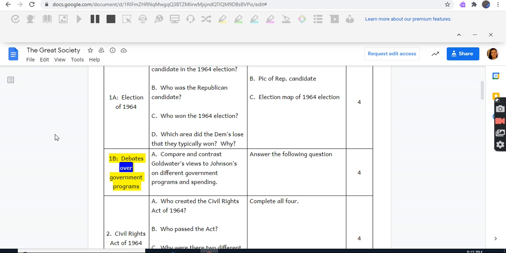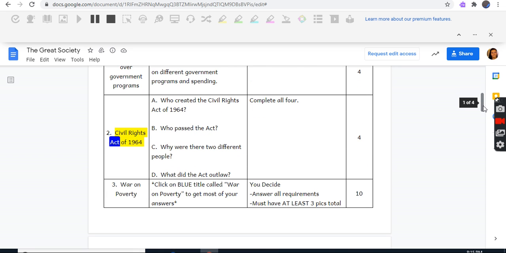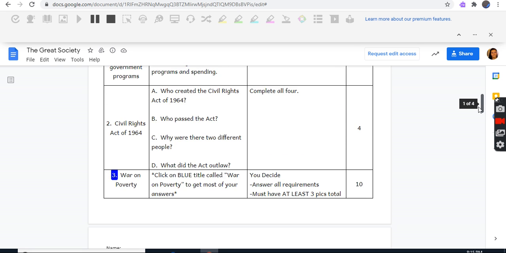1B. Debates over government programs. A. Compare and contrast Goldwater's views to Johnson's on different government programs and spending. Answer the following question. Topic 2: Civil Rights Act of 1964. A. Who created the Civil Rights Act of 1964? B. Who passed the act? C. Why were there two different people? D. What did the act outlaw? Complete all four.